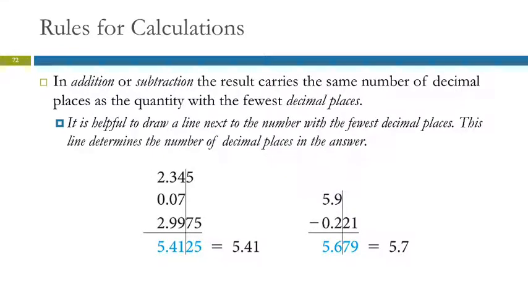Adding and subtracting, different rule, okay? Here we're looking at decimal places, not the number of significant figures. So the result will carry the same number of decimal places as the quantity with the fewest decimal places. So the rules here are very similar. One's counting sig figs, the other's counting decimal places.